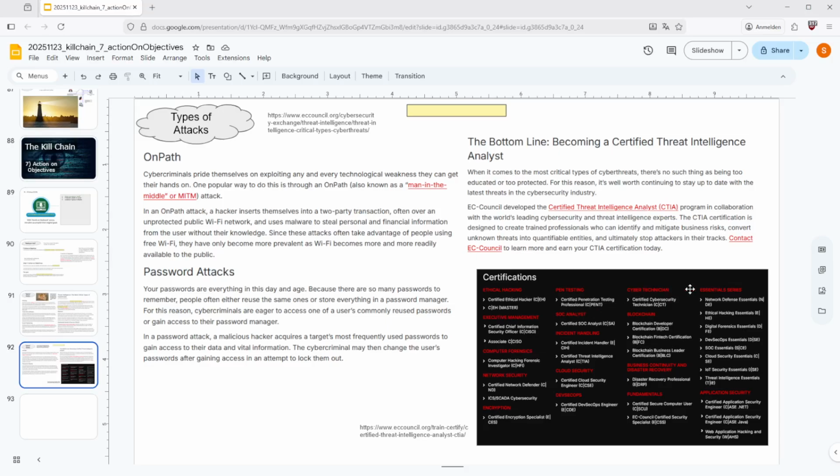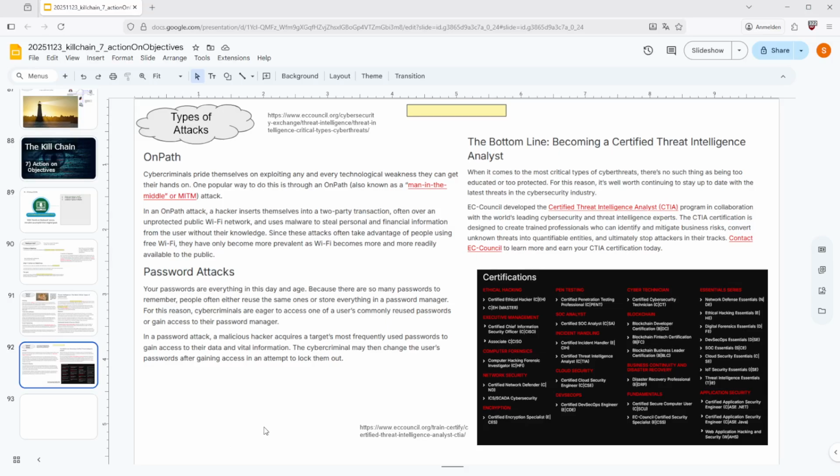Certified cybersecurity technician, yeah. So that's all not bad, I would say. Okay, but let's read now. So on path, I don't know that terminology on path when it comes to cyber attacks, but I saw that link already, man in the middle. So this is what they mean with on path, obviously.